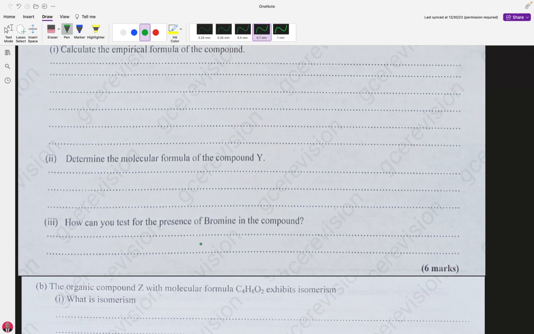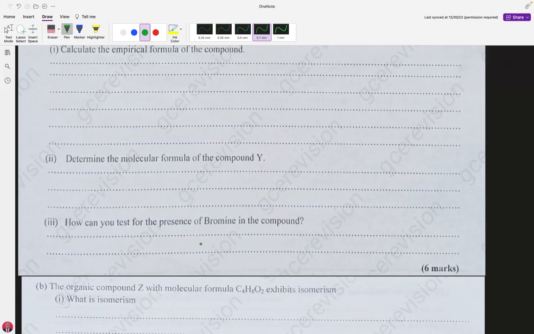How can you test for the presence of bromine in this? You are not supposed to be just outlining the test. You have to describe how it is and tell us how the procedure goes. So what comes to your head is, okay, bromine. Test for bromine. You don't have any particular test for bromine? Okay, let me go to my inorganic chemistry.